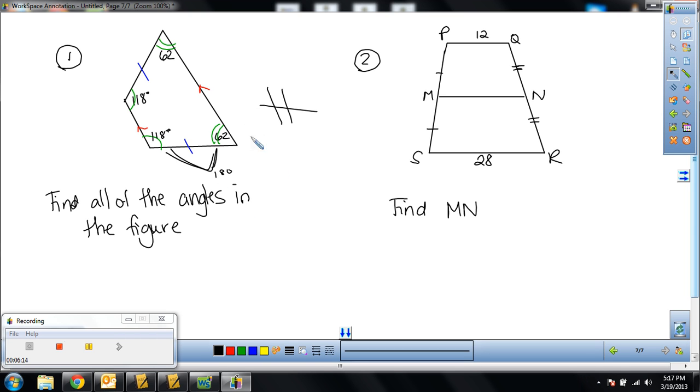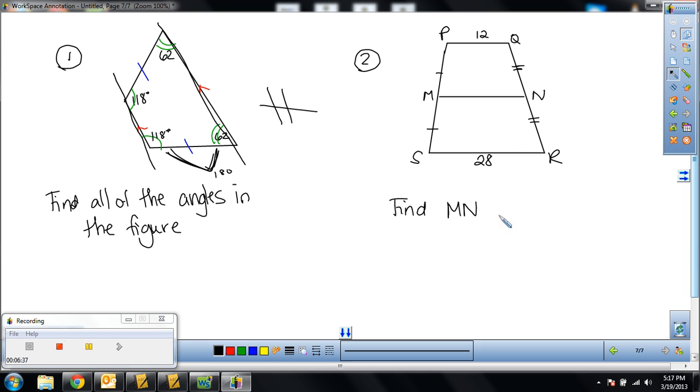Now, the supplementary pairs of consecutive angles only happen in between our parallel lines. So with our other figures, every single pair of consecutive angles was supplementary. This is not true in an isosceles trapezoid or in any trapezoid.